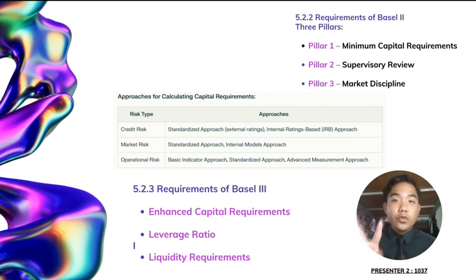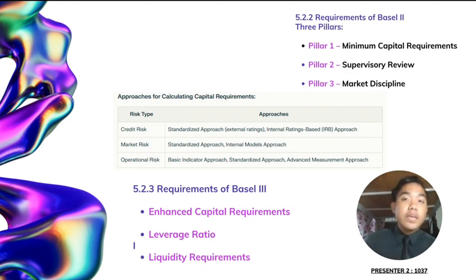And pillar 2 is supervisory review. It means regulators assess banks' internal capital adequacy and risk management process. And lastly, pillar 3, market discipline. It means banks must disclose information to promote transparency and market discipline.